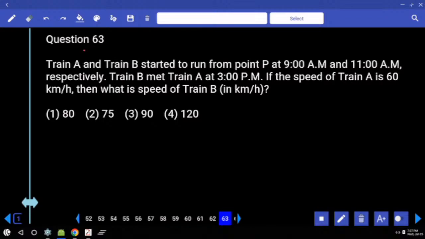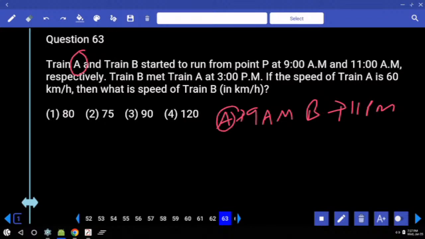Now, this train A started at what time? And train B started at which time? So, during these 2 hours, who has traveled? So, it is up to train B to catch train A, yes or no? If train B has to catch train A, obviously train B should have more speed, yes or no? So, that is the first thing, we are clear now.